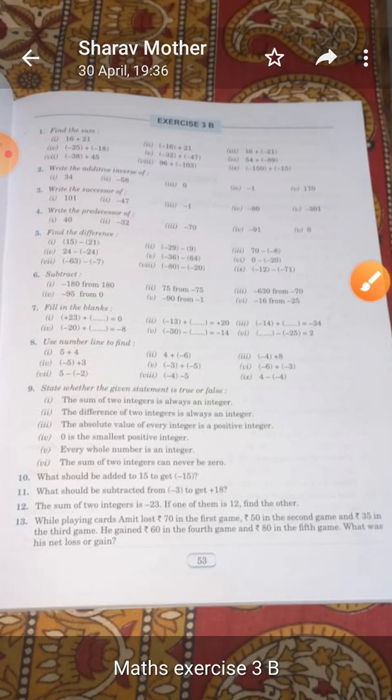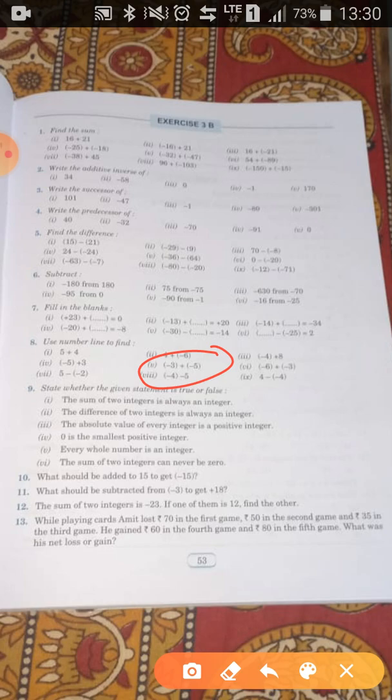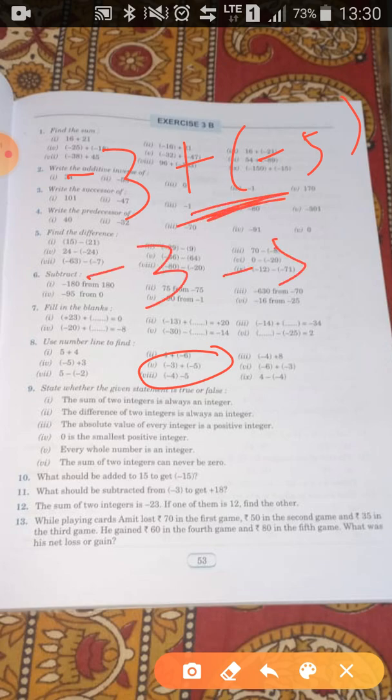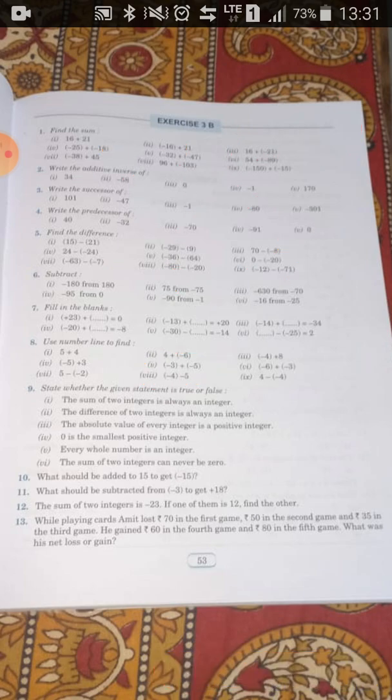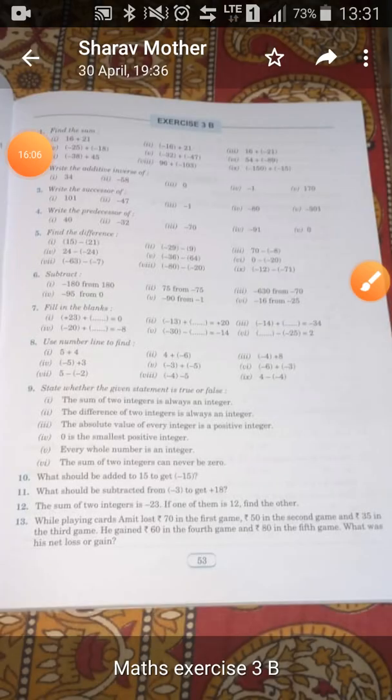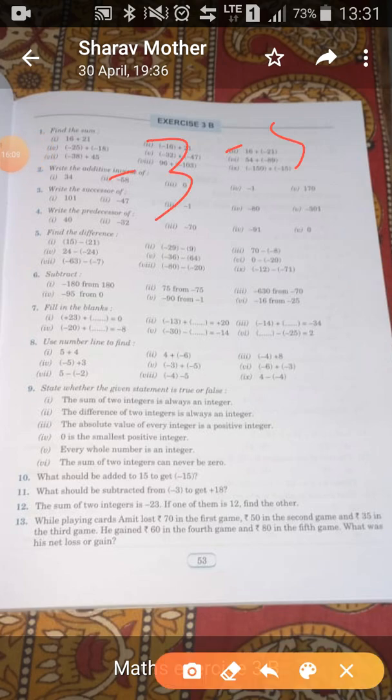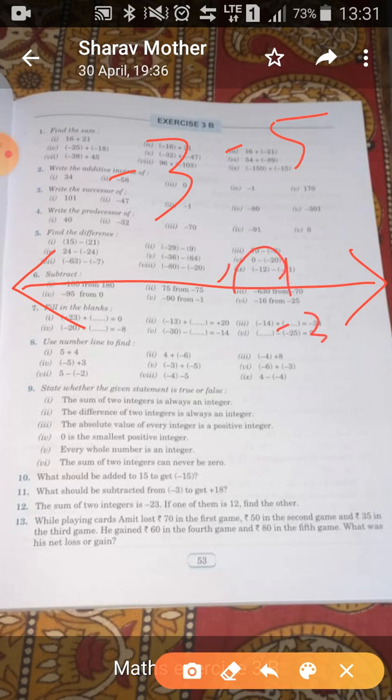Now we come to the next sum, minus 3 plus minus 5. Plus into minus is minus again. So I write minus 3 minus 5. So minus 3 minus 5, what does it mean? Draw a number line, draw minus 3 over here. Jump 5 times towards the left from here. 1, 2, 3, 4, 5. The number where you land, that will be your answer.